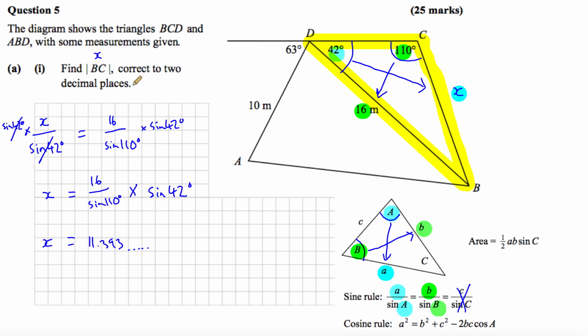But we only need it correct to 2 decimal places. So our X value, which is our BC value, is going to be 11 point, to 2 decimal places. We look at the 3rd decimal. Does this 3 change the 9 in front? No. So it's just 11.39. And that's going to be meters. So that's part A1.